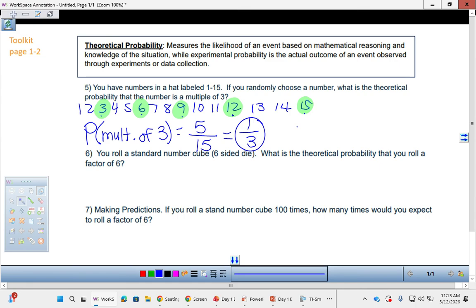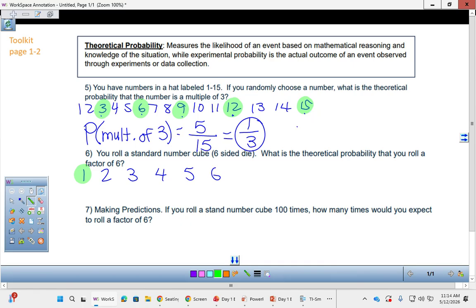I didn't roll a dice. I'm just thinking about the dice. The dice has 1, 2, 3, 4, 5, 6 numbers on it. And I need to think about which of those numbers are factors of 6. To be a factor of 6, you do 6 divided by this number, and you get a whole number as the answer. Okay, so let's think about the number 1. Is 6 divided by 1 a whole number? It is. So 1 is a factor of 6.